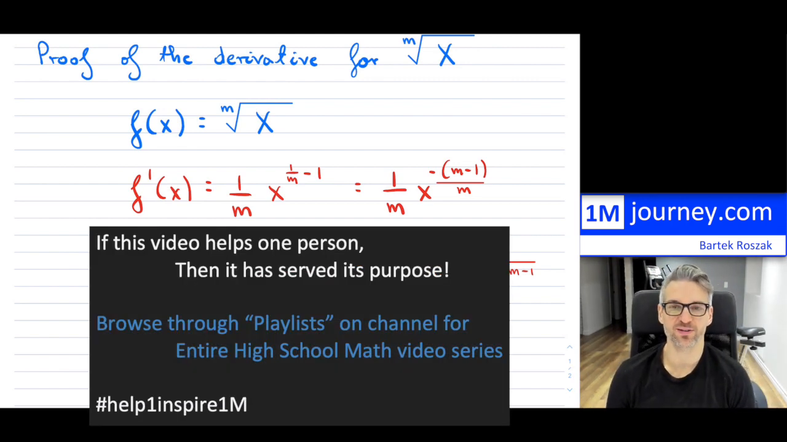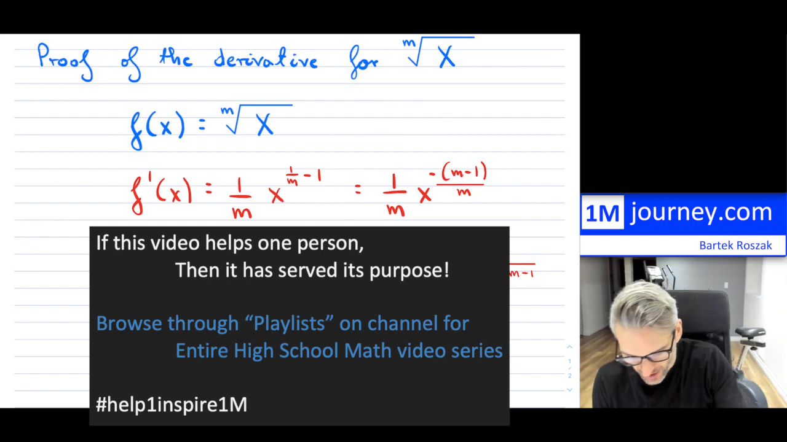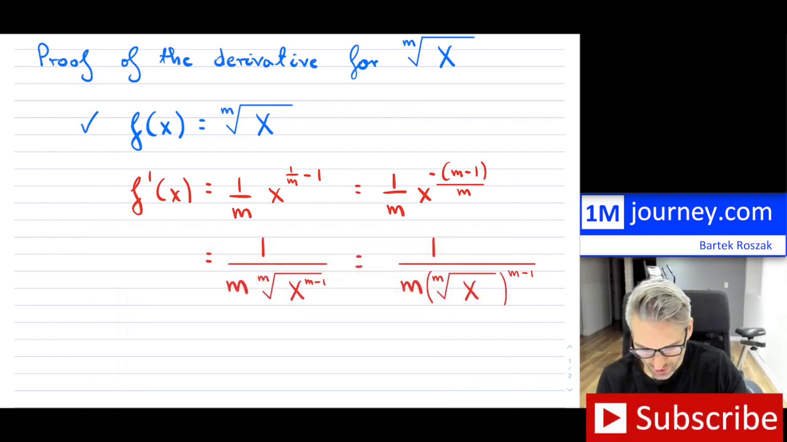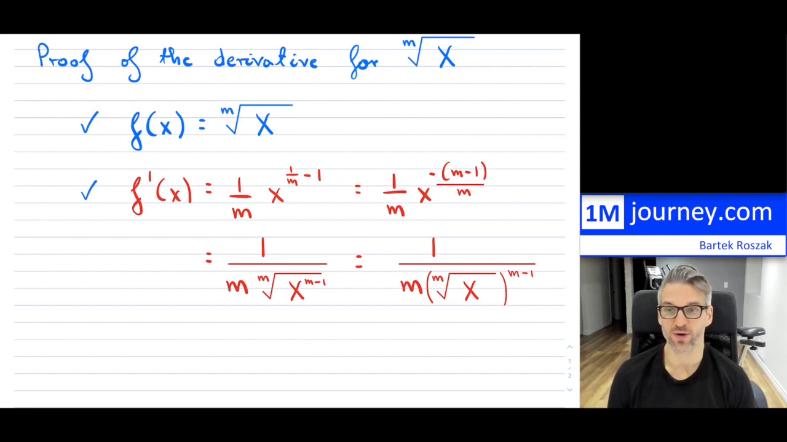So, proof of the derivative for basically a radical function. Here's our radical function, and we want to show what the derivative is. Here's the derivative. All of these are equivalent, so they're all the same. It just depends how you actually write it.